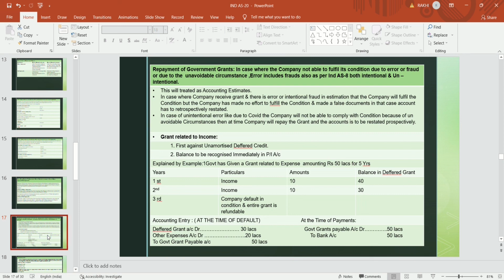So deferred grant account debit 30 lakhs, other expense account debit 20 lakhs, to government grant payable account credit 50 lakhs. And when the company repays the government, at the time of making payment, the government grant payable account is to be debited and the bank account is to be credited.